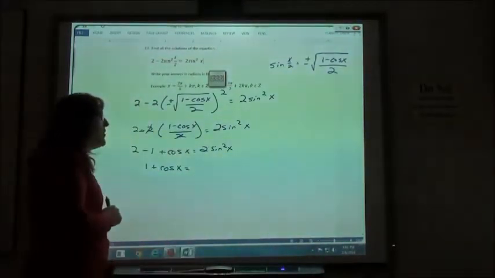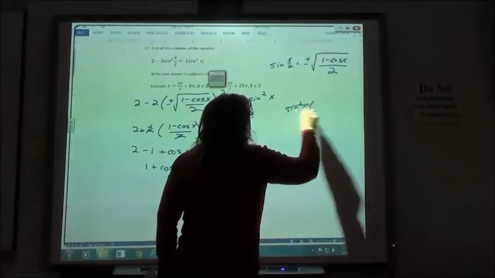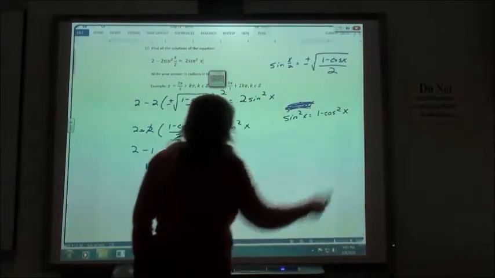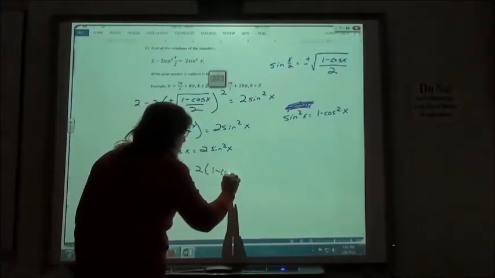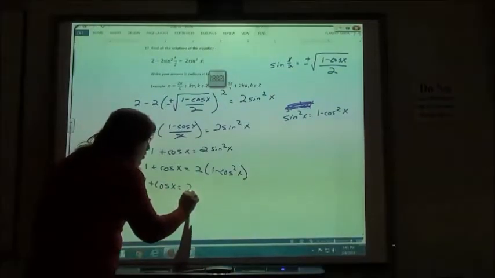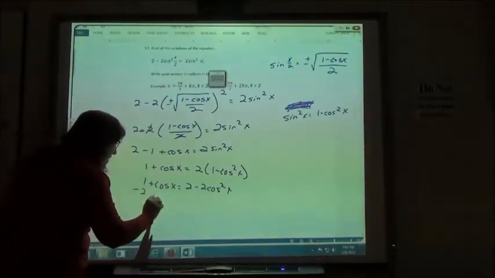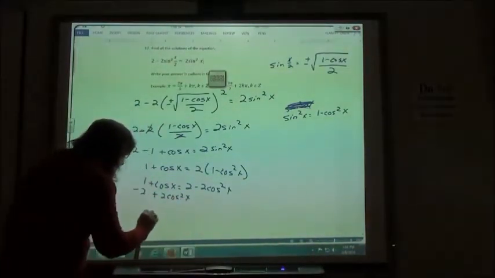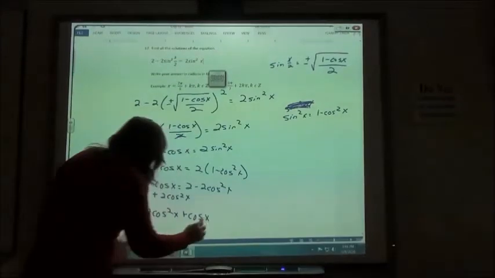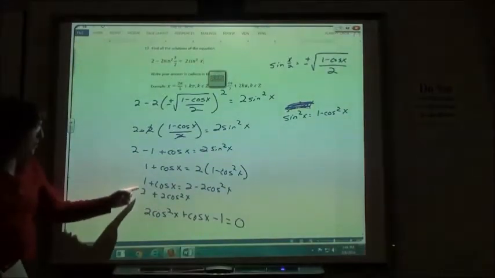Again, here we're going to want to use our Pythagorean identity. The sine squared of x equals 1 minus the cosine squared of x. So I'm going to have 2 times 1 minus the cosine squared of x. So 1 plus the cosine of x equals 2 minus 2 cosine squared of x. Moving these over here, I'm going to subtract my 2 and add my 2 cosine squared of x. So 2 cosine squared of x plus the cosine of x minus 1 would equal 0 when I combine all my terms. 1 minus 2 would be my minus 1.